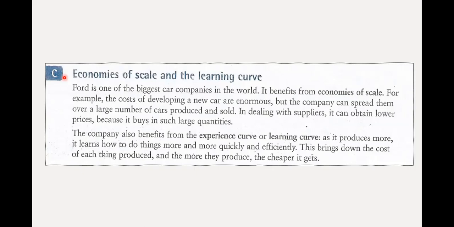In dealing with suppliers, it can obtain lower prices because it buys in such large quantities. The company also benefits from its experience curve or learning curve. As it produces more, it learns how to do things more and more quickly and efficiently. This brings down the cost of each thing produced, and the more they produce, the cheaper it gets.